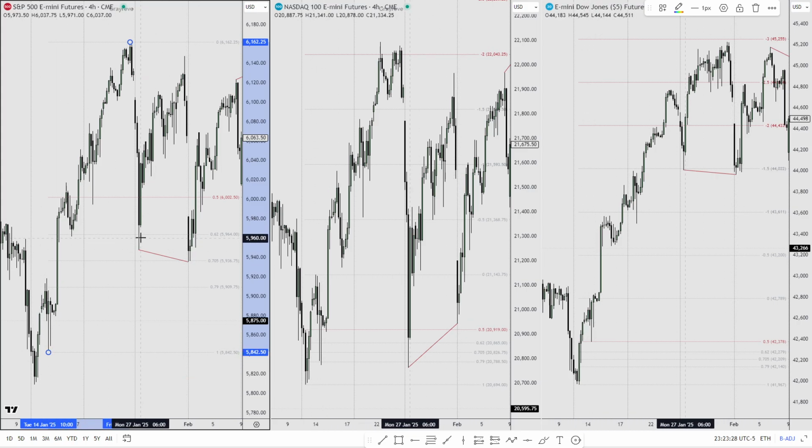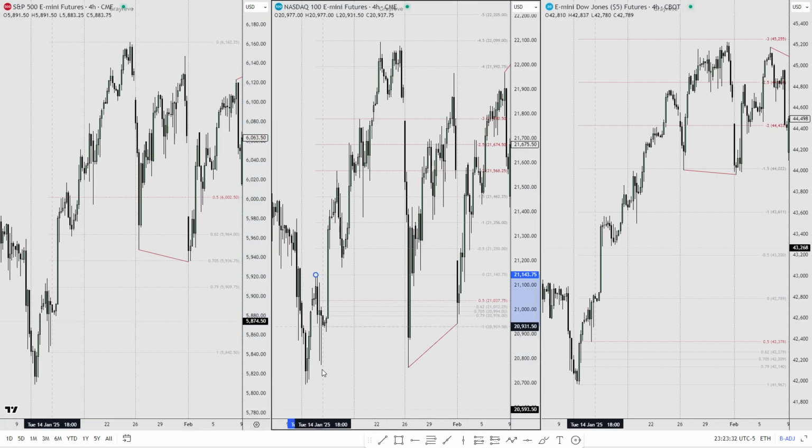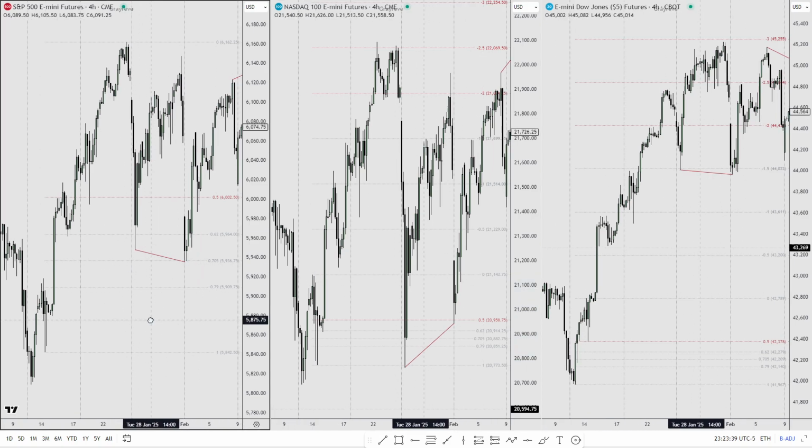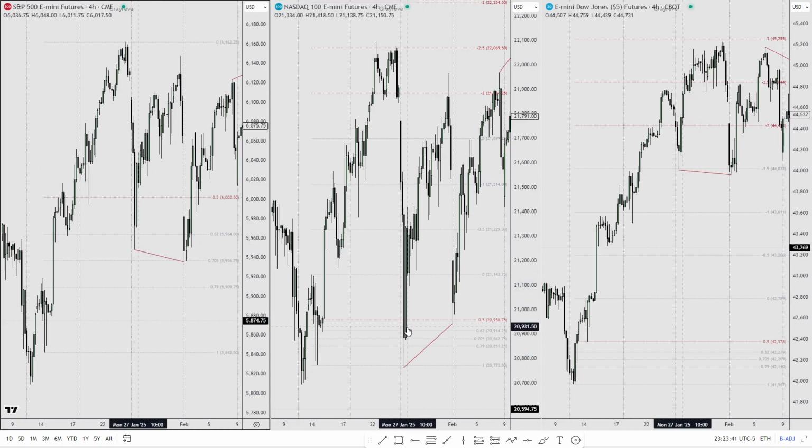Look at the reaction over here. Within OTE, we formed the SMT for ES, and when we take a look at NQ, Q3 NQ took out, I wouldn't say took out, but it traded way below.